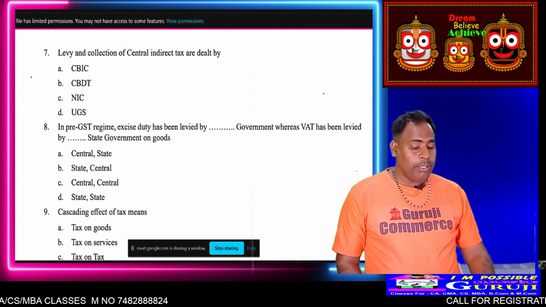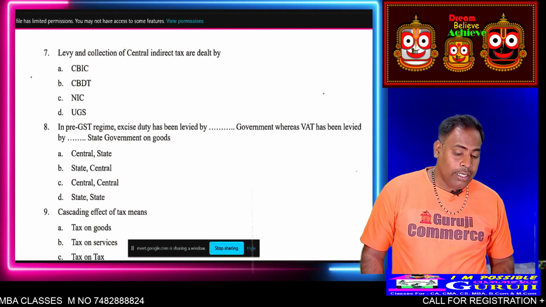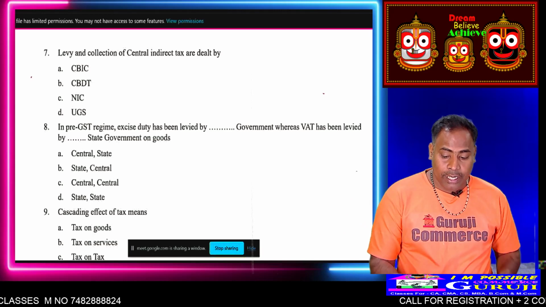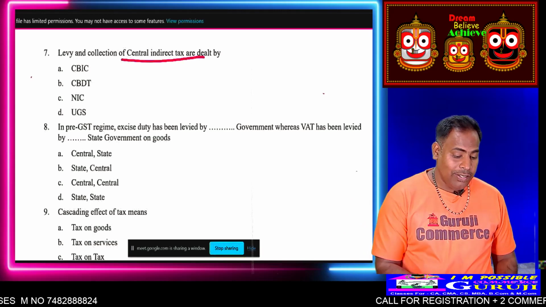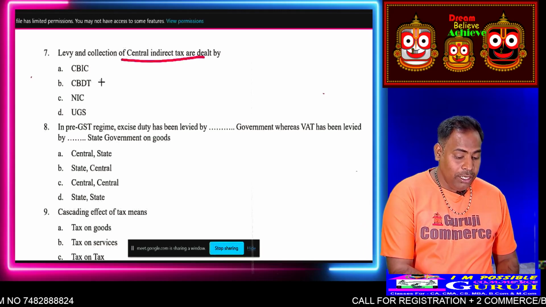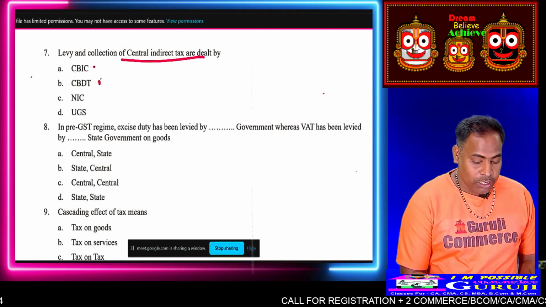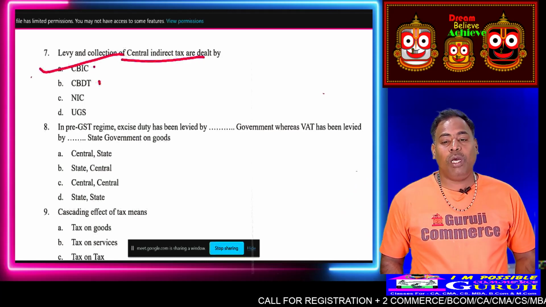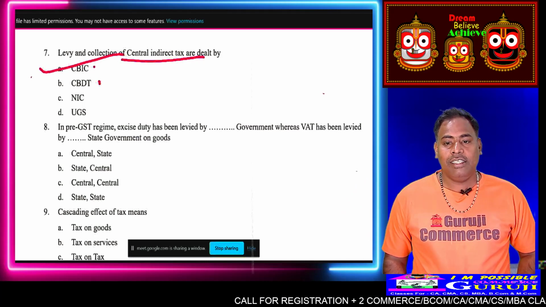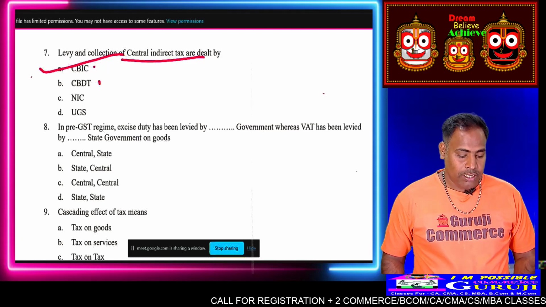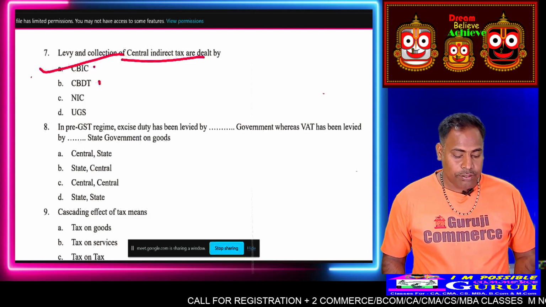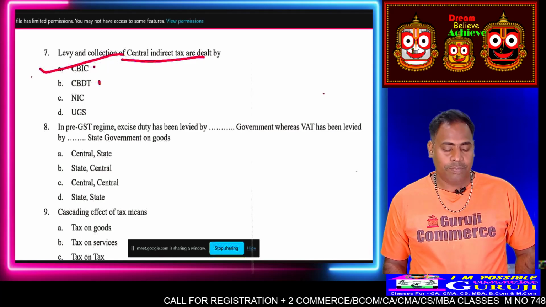Levy and collection of the central indirect tax are dealt with by which body? Is it A or B? A. CBIC, Central Board of Indirect Taxes and Customs. Very good.